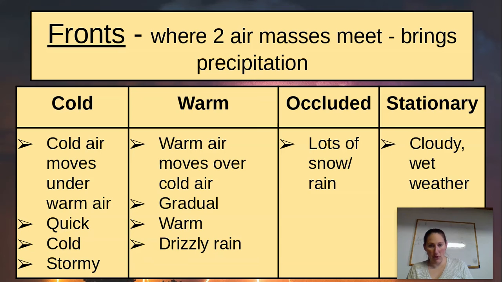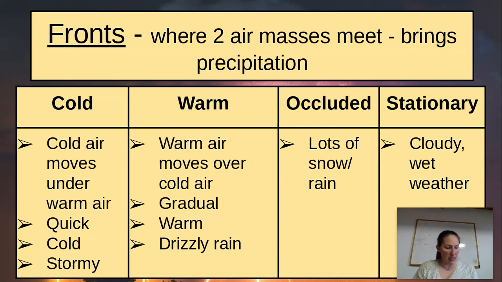A warm front. So this time, the warm air is what is moving. It's still moving over the cold air, though. The warm air is always going to be on top. It's just what is moving. So warm fronts are going to be more gradual. They're not going to be as quick as the cold fronts. They're going to bring some warm weather, which is why they call it warm. You might have some drizzly rain, not the huge storms like a cold front.